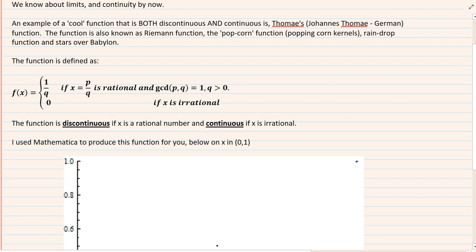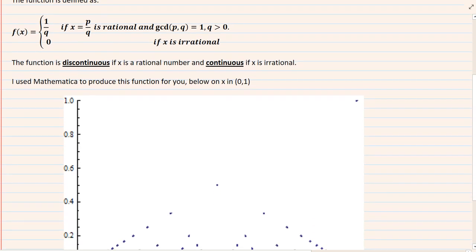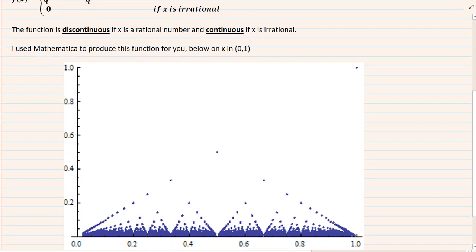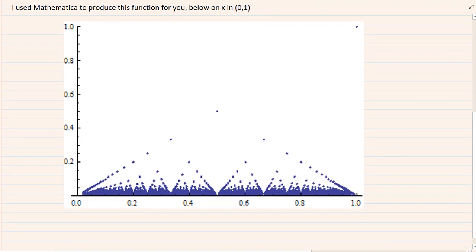Now, the first piece of this function works for rational numbers, and the function is going to be 0 if x is irrational. Here's what's interesting about this function. It turns out to be discontinuous if x is rational, and it actually becomes continuous if x is irrational.